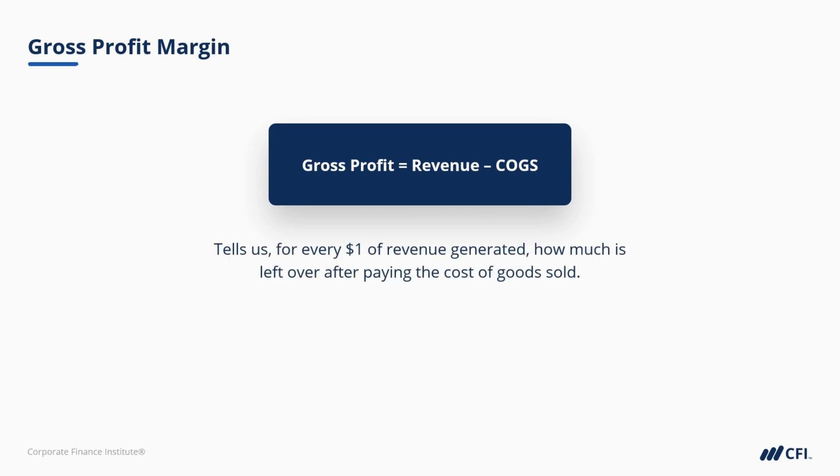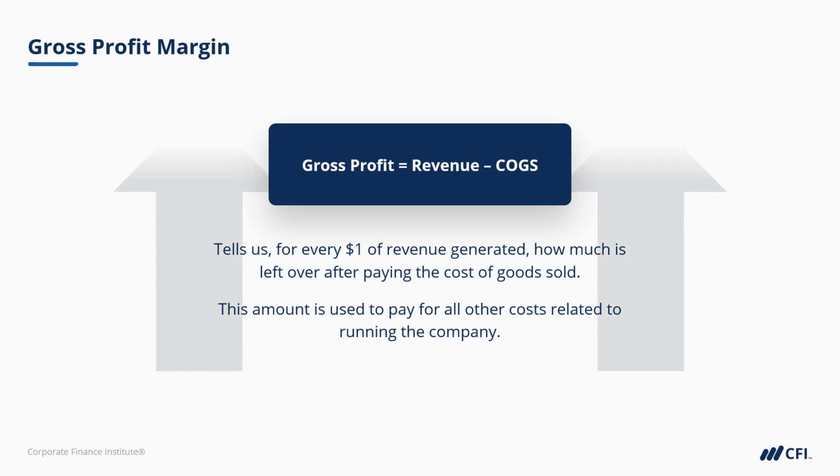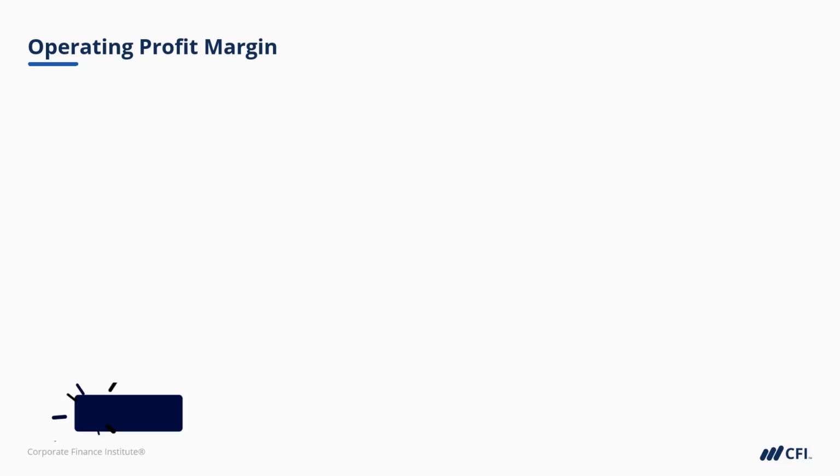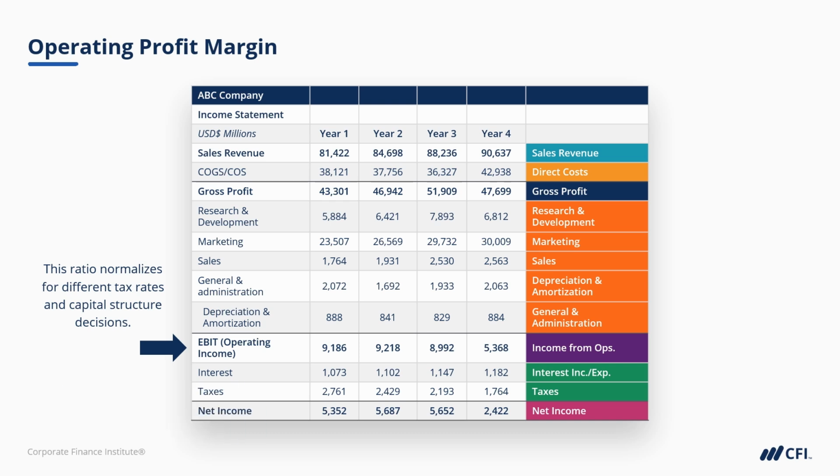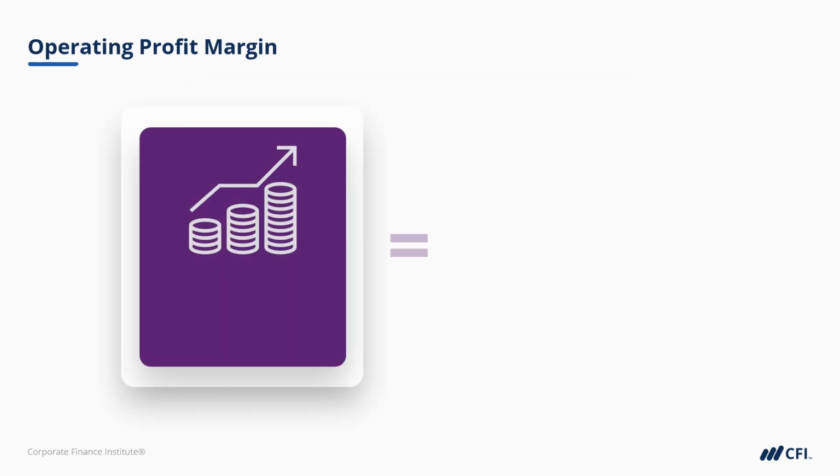This ratio tells us, for every dollar of revenue that was generated, how much is left over after paying the cost of sales or the cost of goods sold. This leftover amount is what's used to pay for all of the other costs related to running the company. The higher this number is, the better. The second profitability ratio we'll look at is directly related to the earnings before interest and taxes of the business, which normalizes for different tax rates as well as for capital structure decisions, like higher or lower amounts of debt as a funding source. It's known as the operating profit margin.